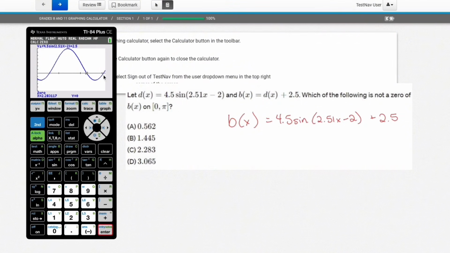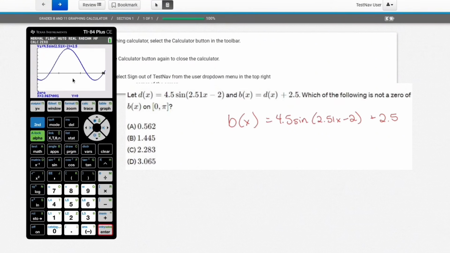So let's find this 3 point whatever it is. Second calc, zero. Let's go just to the left of it, just to the right of it, in the little space that I have. Hit enter, 3.065. So it looks like the guy that wasn't my guy was 2.